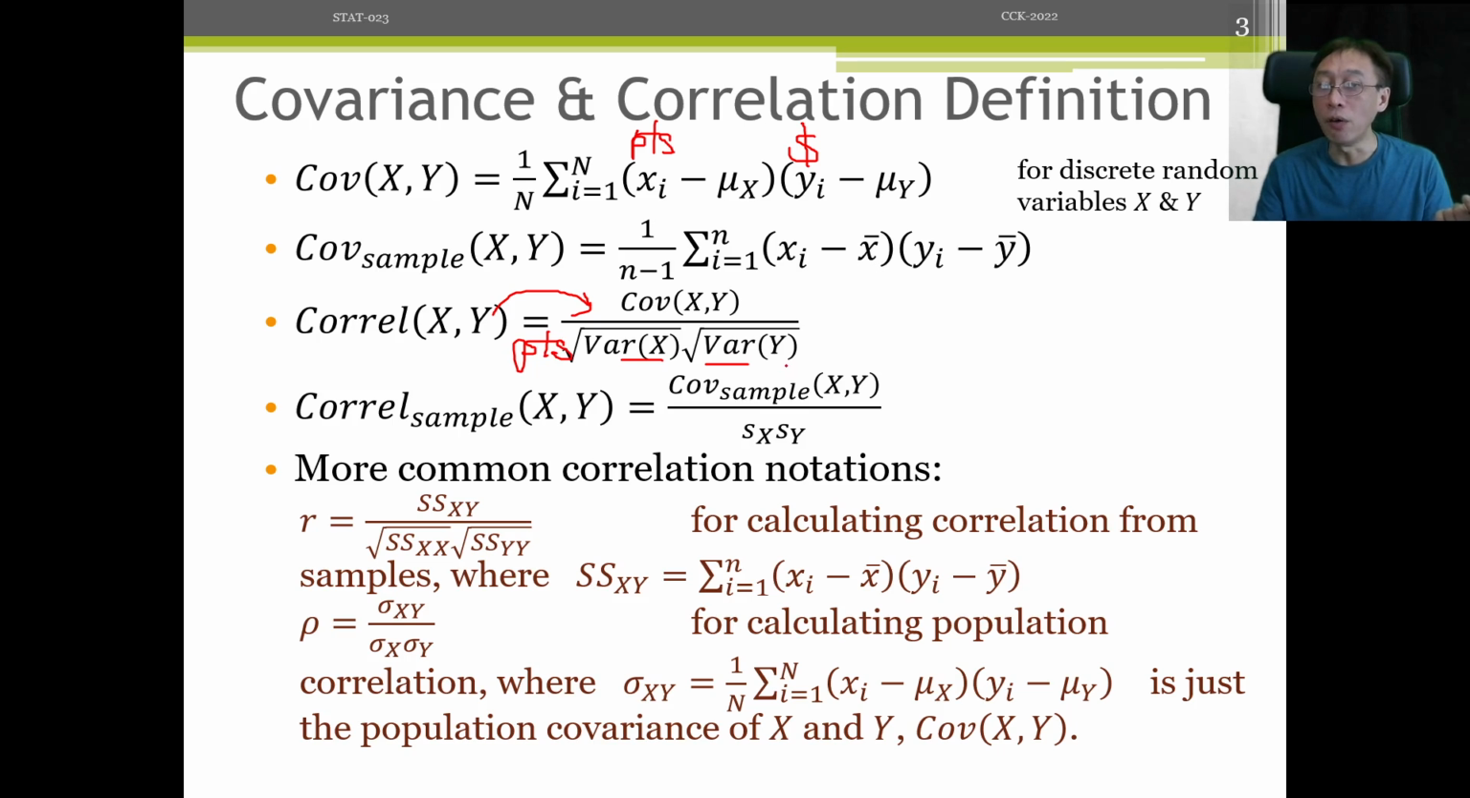And the standard deviation of y will be in dollars, because it will follow the measurements of y. And so you notice that the point dollar and the point dollar will cancel out, giving us a correlation that is unitless and standardized. These are the very important features of correlation, no matter what x and what y you use.